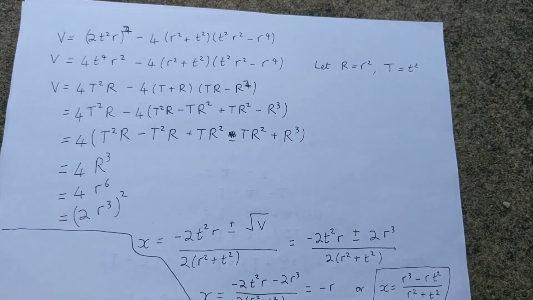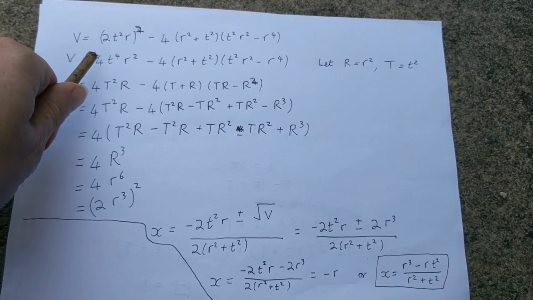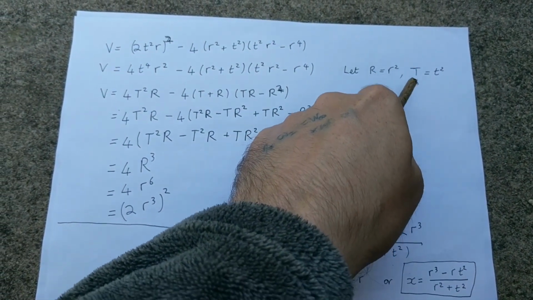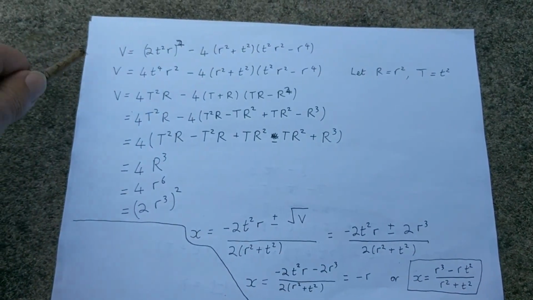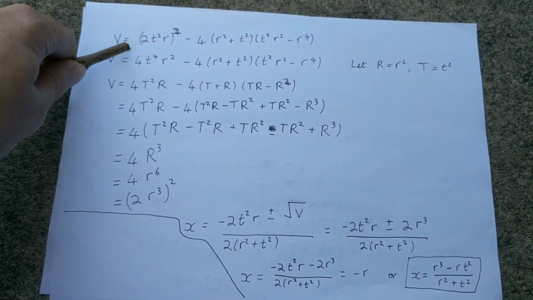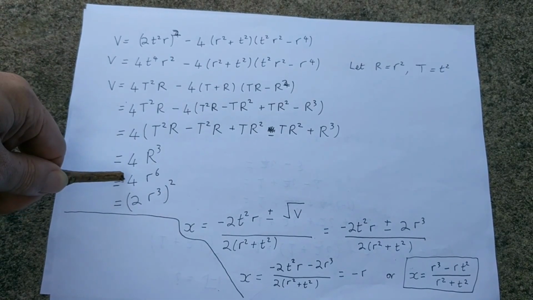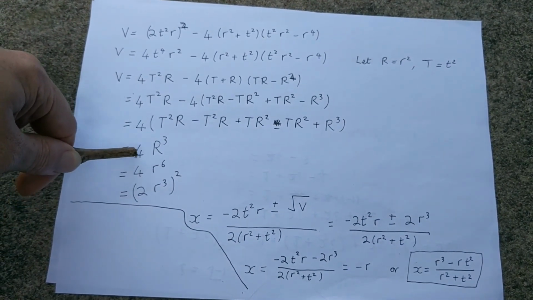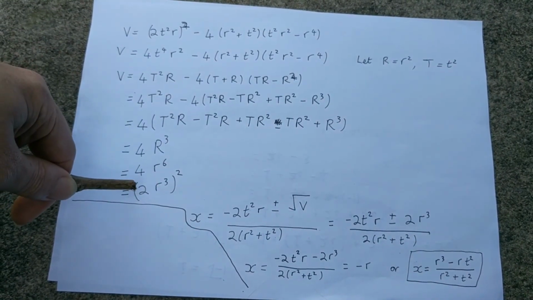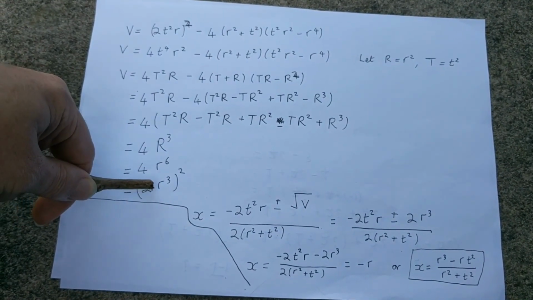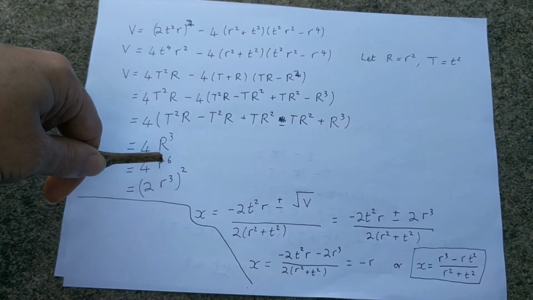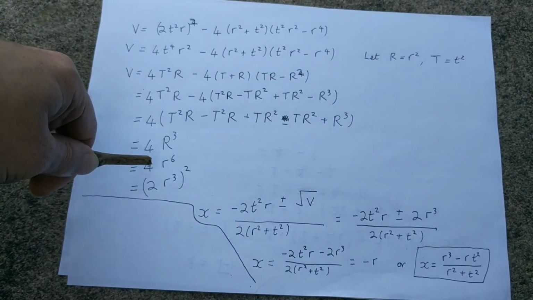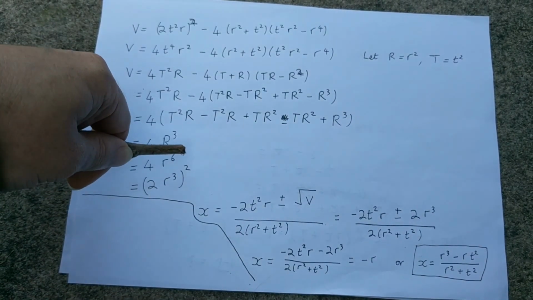So here's our expression for v, and if we let capital R equal r squared and capital T equal t squared, that's just convenient notation, and if we just expand this out, we see it collapses down, and it can basically be written as 4 capital R cubed, or if you like, 2 times r to the power of 3 all squared. Well, that's great, because that's something all squared. Very easy to take the square root of that. We just rub out that 2 exponent there.